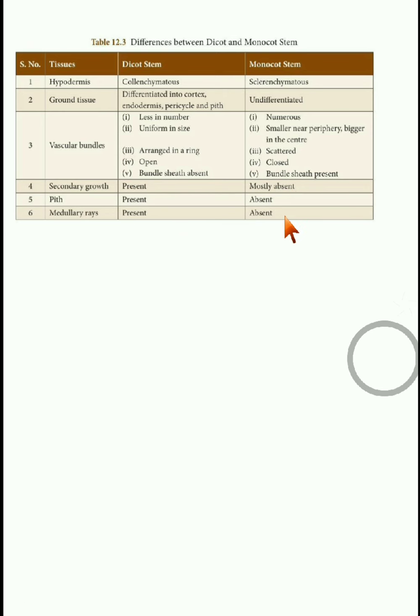Pith is present in dicot and absent in monocot, whereas medullary rays are present, that is, in between the xylem and phloem. In between each vascular bundle you have seen a few layers of parenchyma cells, which are called medullary rays, as I have mentioned first. Medullary rays are present in dicot and absent in monocot.